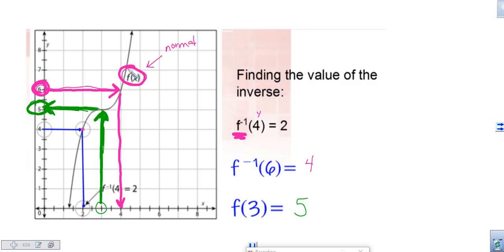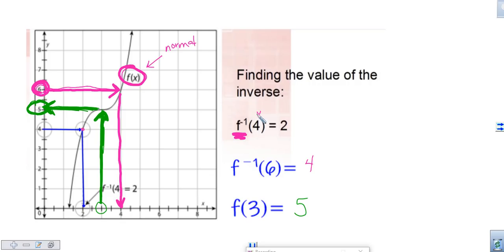So, this is given to you. This is the normal f of x function. So this function represents the normal one. Okay? So, pay attention to what it's asking you for. Here, this one asks you for the f inverse of 4.